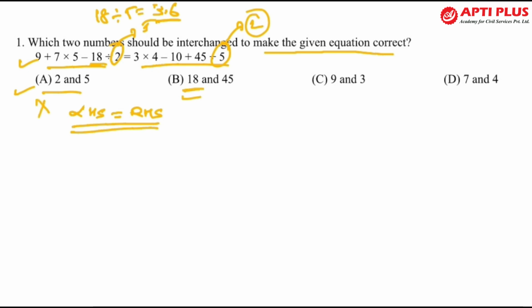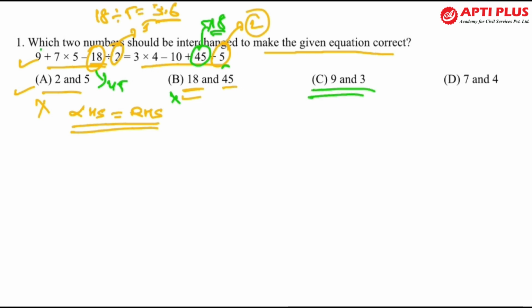And in option B, if you interchange 18 and 45, what we will get is that 18 and 45 will be interchanged here, right? So in the place of 18, 45 will come, and in the place of 45, 18 will come. Now here again 18 will be divided by 5, some decimal number will come, this is again rejected.